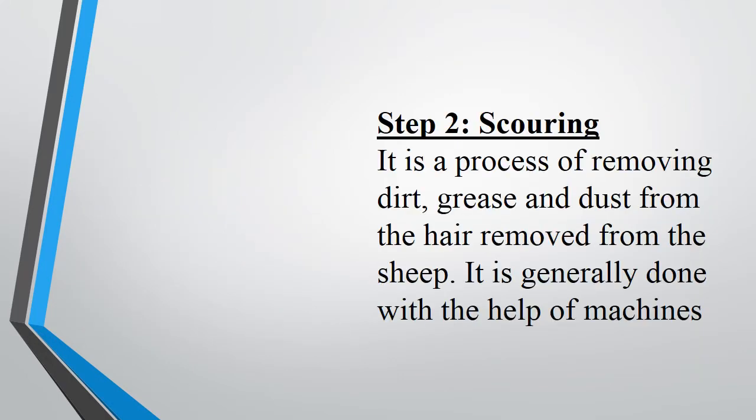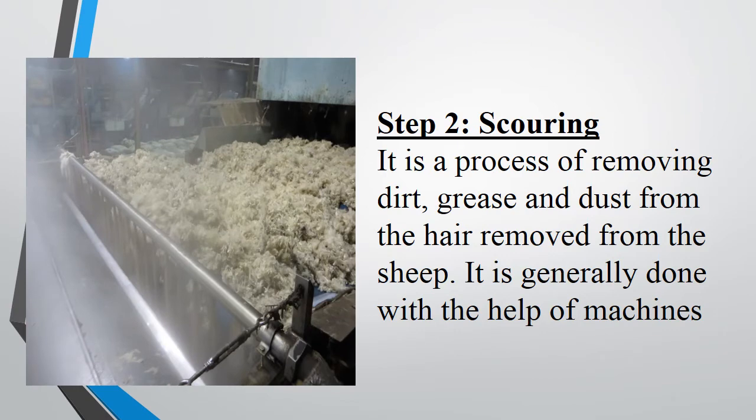The next process is scouring, which is step 2. After shearing, the wool has to be washed with hot water, detergent, and an alkali, that is by chemical treatment, to remove any grease and dirt, and then it is dried. This process is called scouring. It can be done manually or by scouring machines. Nowadays, machines are used for scouring the fleece in industry. So scouring is nothing but removing the dirt and grease.